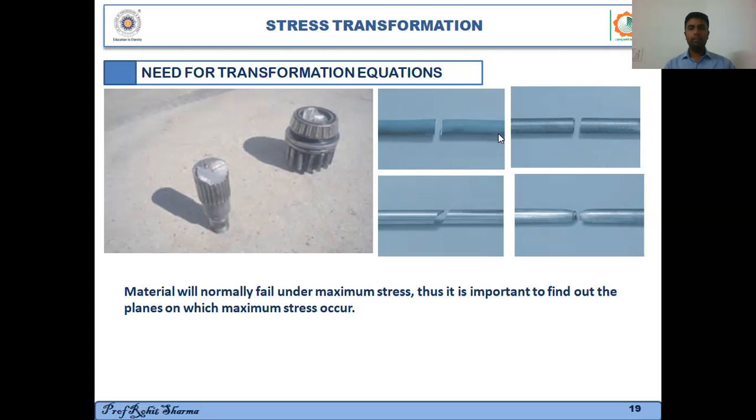So you can see these two figures, and you can very accurately pin down which is a brittle material and which is a ductile material. The top figure is a brittle material, because the plane of fracture is perpendicular, so it has failed under normal loading. This other material has failed under shear loading, because you can see the angle over here is close to 45 degrees. So this is again failure under shear stress.